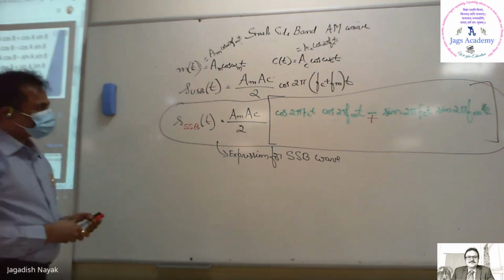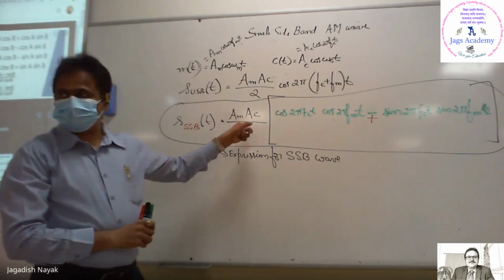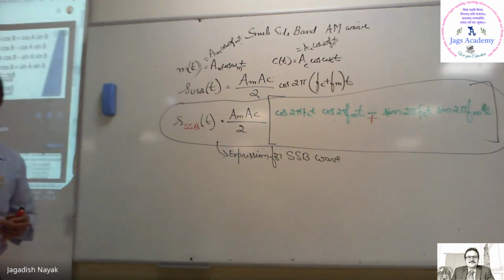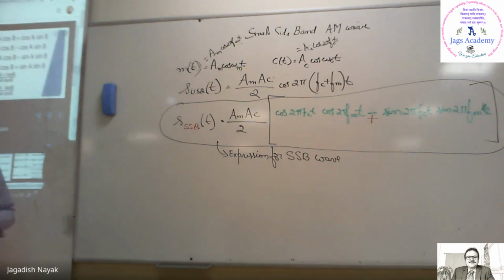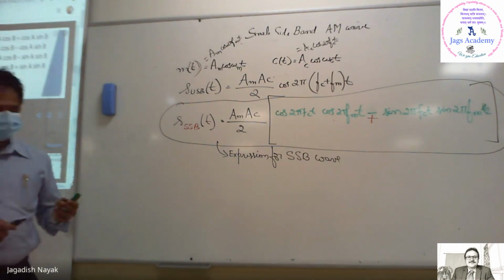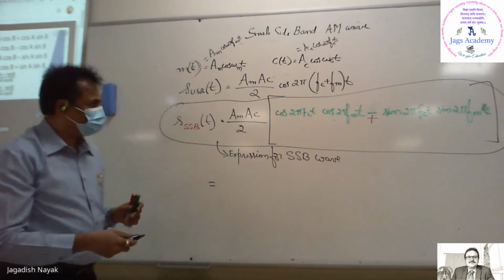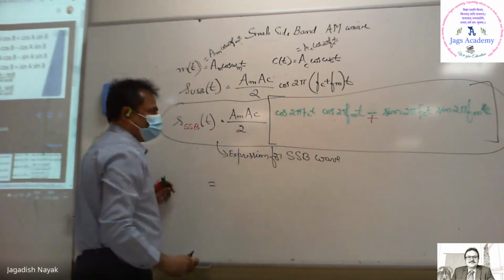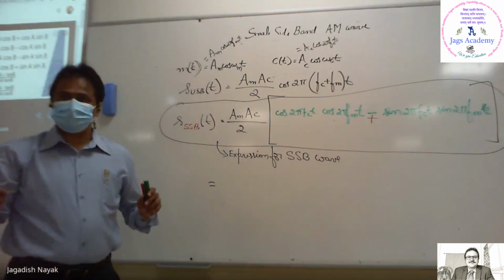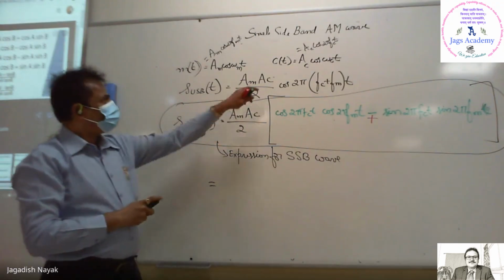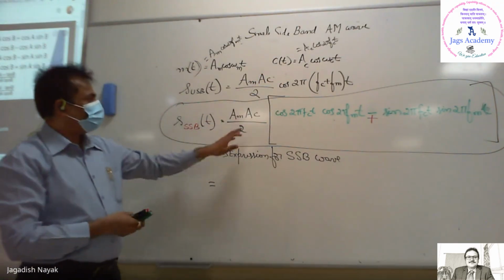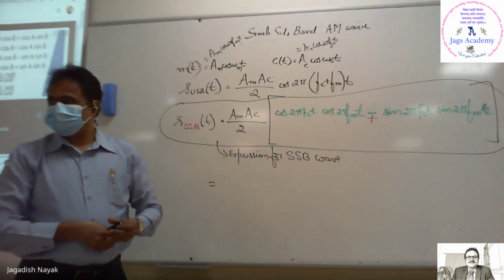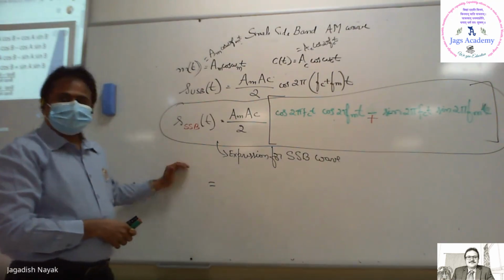Right. Okay. Now, Am and Ac I have taken myself. What is Ac cos 2 pi fct? It is c of t, right? Similarly, you have Am cos 2 pi fmt, that is m of t. Right. So this is the expression for AM.